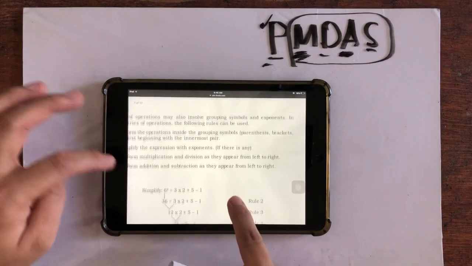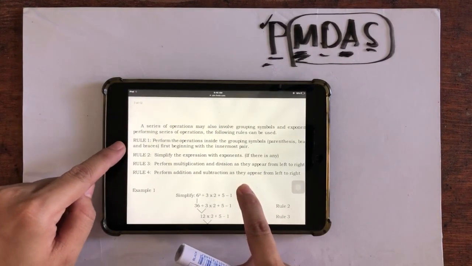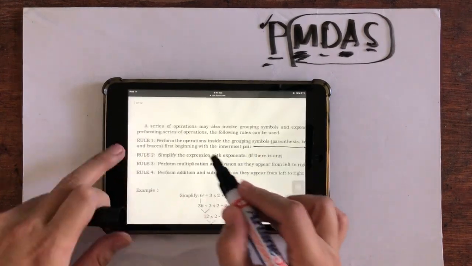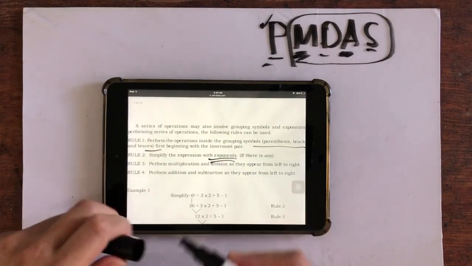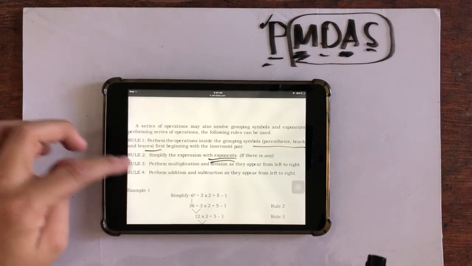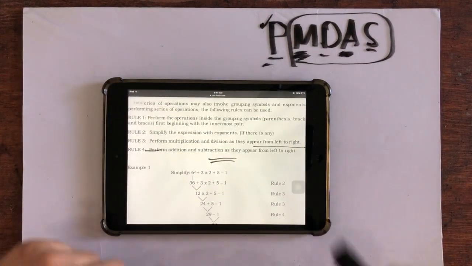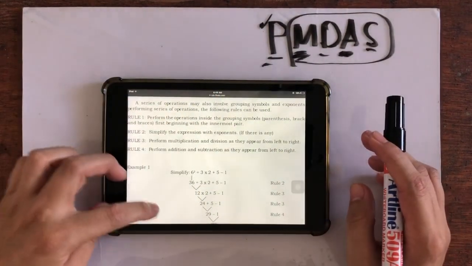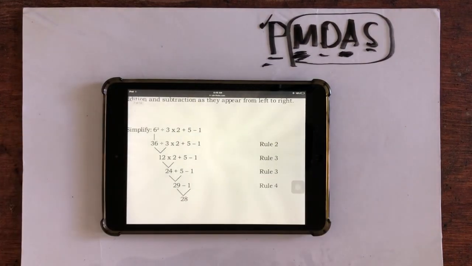Okay? Ito yan o. Sa rule number 1, kung meron daw parenthesis, brackets, and then braces. And then rule number 2, kung merong exponent. Okay? So, in this example, wala yung rule number 1. Kaya doon sa solution, nagsimula na agad sa rule number 2. Okay? Susundan natin. Okay? So, rule number 2 ang una niyang ginawa.